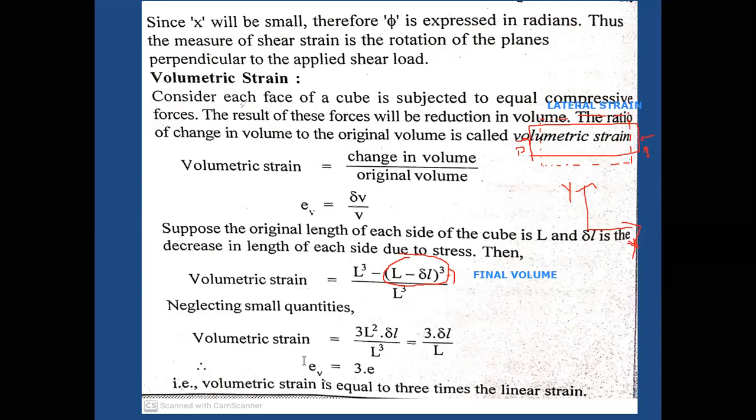The ultimate condition is that volumetric strain is 3 times the normal strain, the linear strain. We just need to consider it as important. Why 3 times? Because there might be a change in the x direction, a change in the y direction, and at the same time in the z direction.